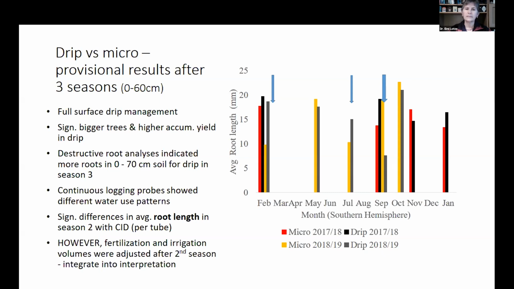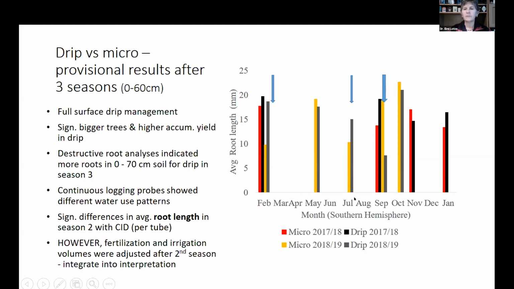So in this case, we looked at the average root length, again, for the whole 60 centimeter tube. And here we could see changes in the 2nd season only. So in the 1st season, the student wasn't that laborious.